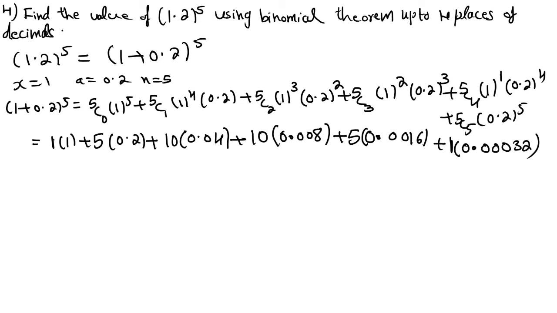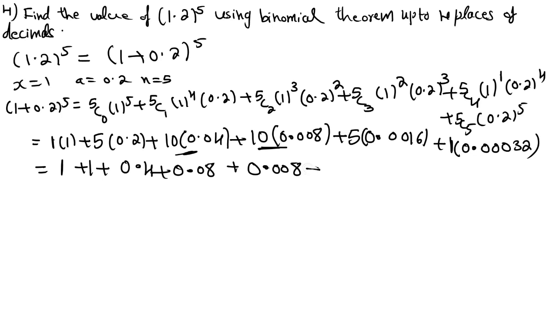Okay, now simplify this one. 1 into 1 equal to 1, 5 into 0.2, okay, that's equal to 1 plus, 10 into 0.04, you will get 0.4, 10 into 0.008, 1 zero reduces, right, if you multiply by 10, so plus 0.08, or you can use the calculator also. Then 5 into this much, you will get 0.008 and plus 1 into 0.00032. Use the calculator and simplify, you will get 2.48832. Okay, this is the approximate answer.